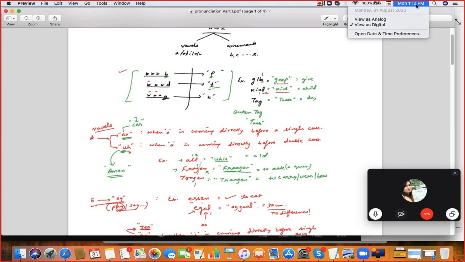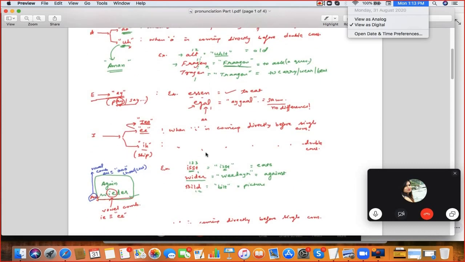Then A. A is having two sounds. Alt. Fragen. Tragen. Okay. Next, E is having just the A sound. Speak the example. Essen. Egal. Next, I is having two sounds, long E and short I. Ist. Wieder, not Vidar, sorry, wieder. Bild. Okay, good. A, E, I.